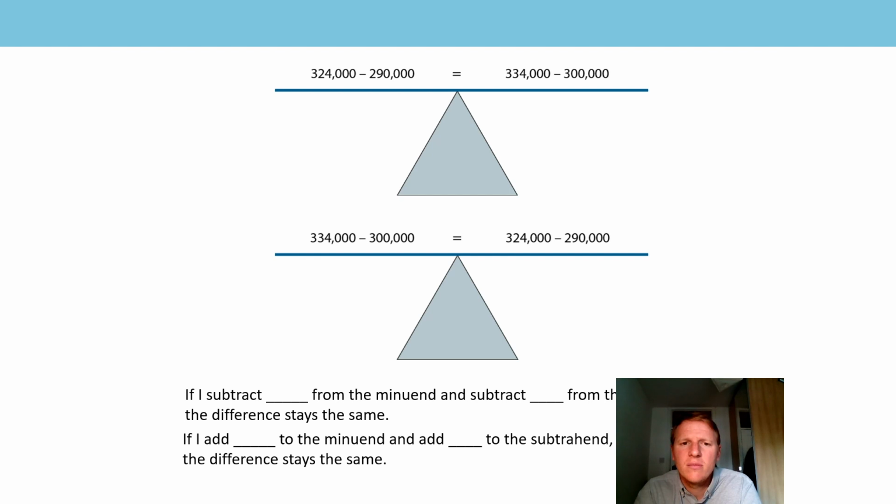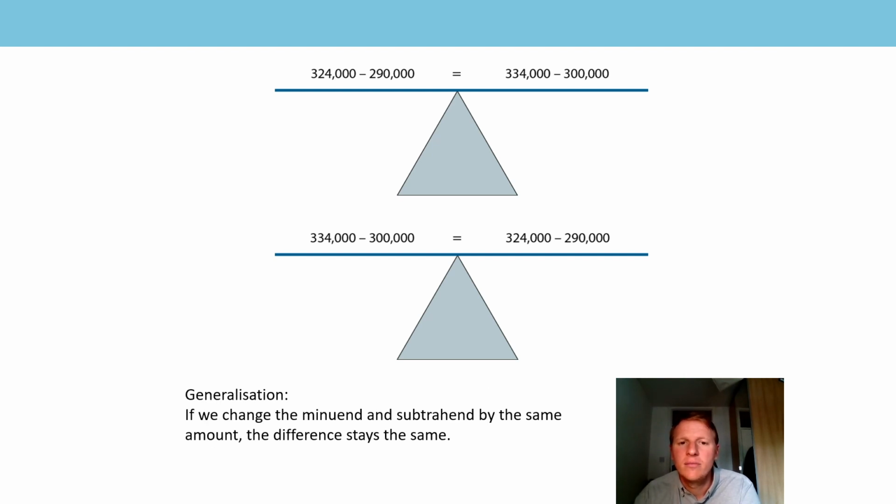What about this example? Can you notice something? Same as before, I've swapped those two round, and we noticed before that we would change our stem sentence from addition to subtraction. So this time, let's see if we can use our subtraction stem sentence together. If I subtract 10,000 from the minuend and subtract 10,000 from the subtrahend, the difference stays the same.